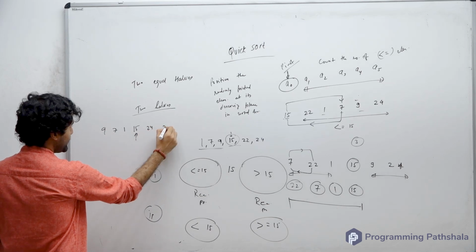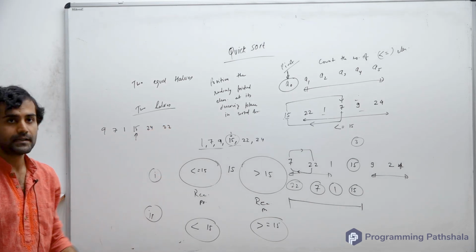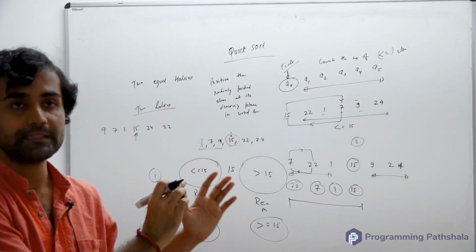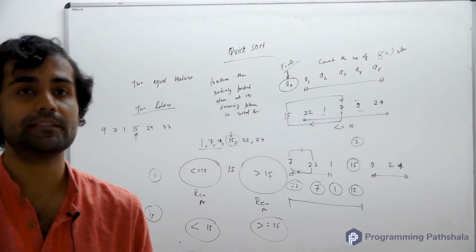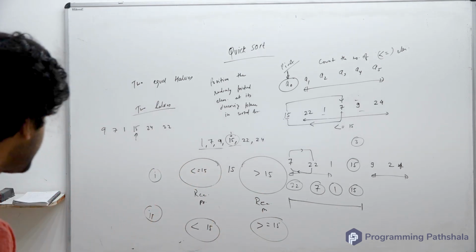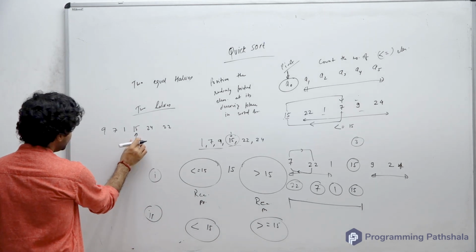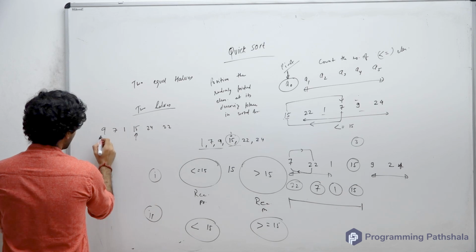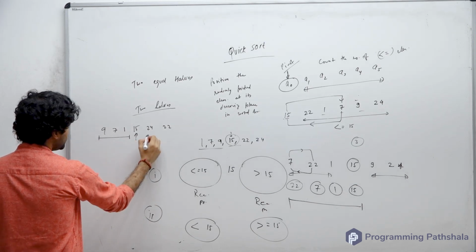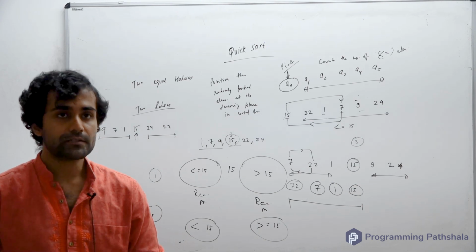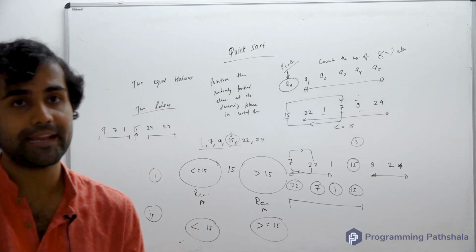So 24, 22 or 22, 24, whatsoever it is. They can come in any permutation. The only thing is that everything smaller should be in the left and everything larger should be in the right. This is the only constraint. Now what you can do is whatever you did over here in the actual array, that you can perform in this subproblem, and that you can perform in this subproblem also. So this is how your job would get done.